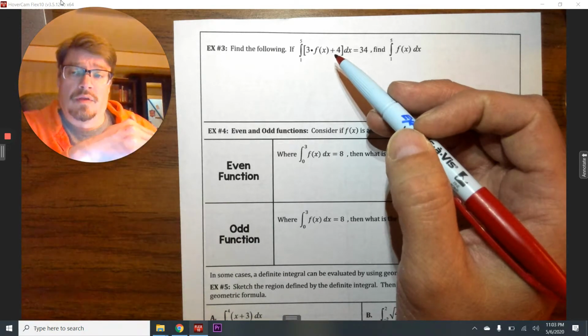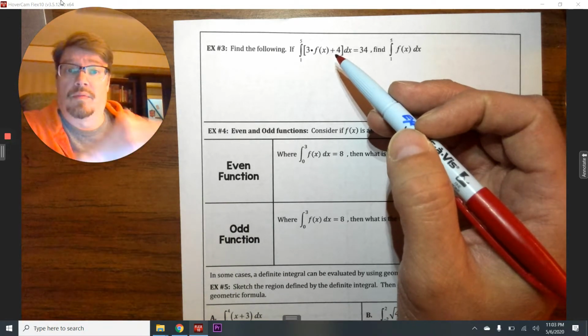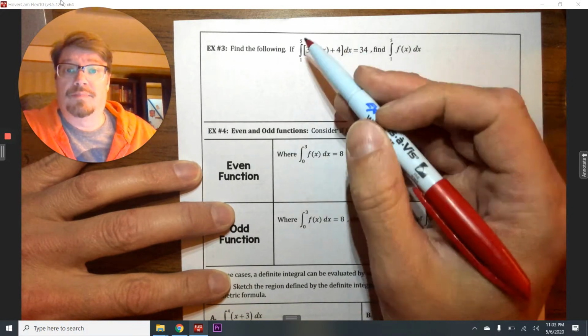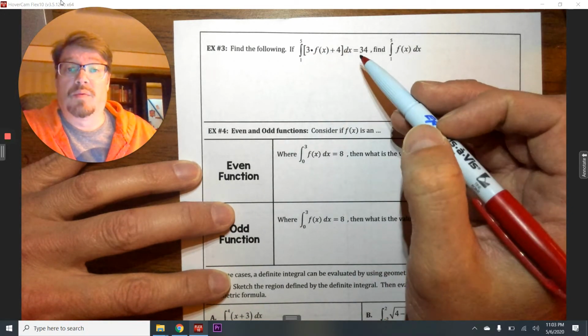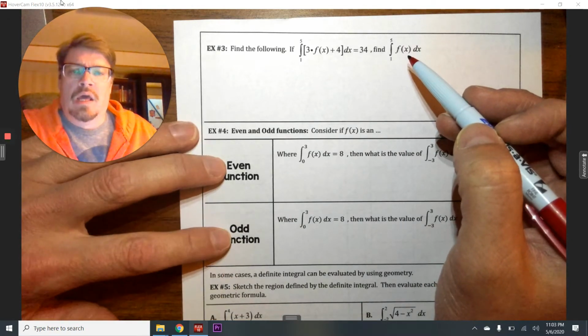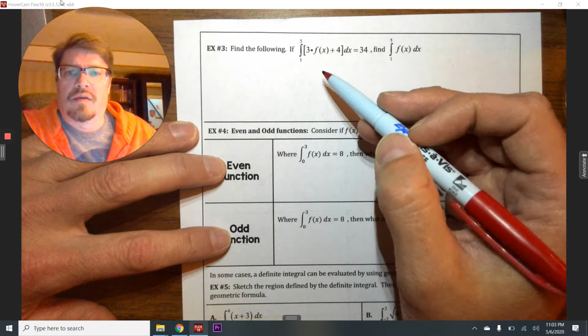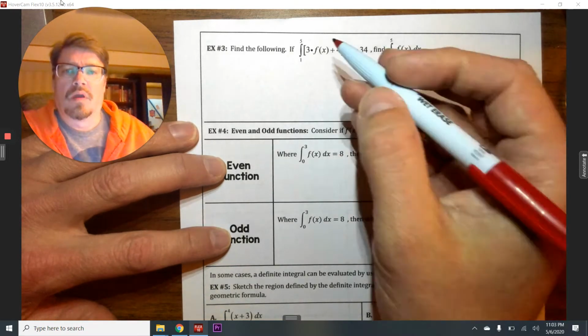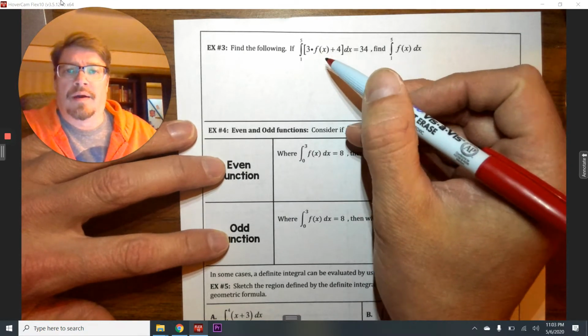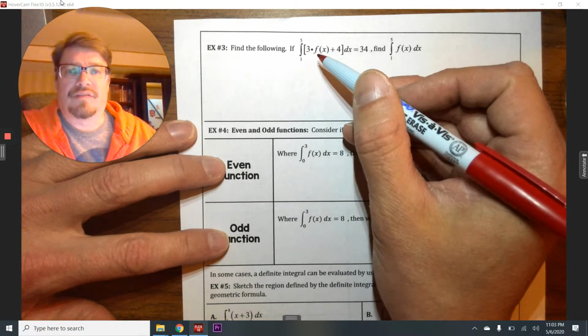So the area is bigger than actually what f(x) really is. The whole area of this bigger function is 34. What is actually the area of just the function itself, after we got rid of the multiple here and the addition here? Paying attention to the parentheses here, it looks like the 3 is just multiplying f of x.